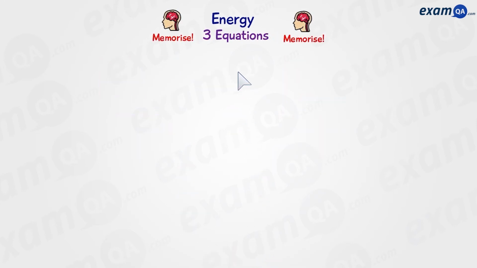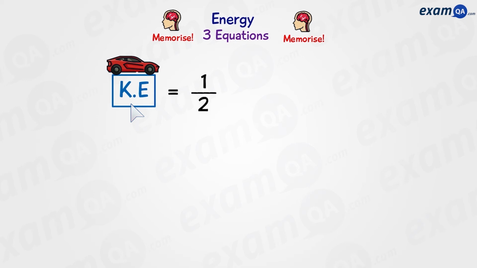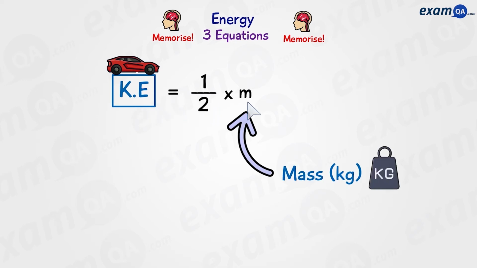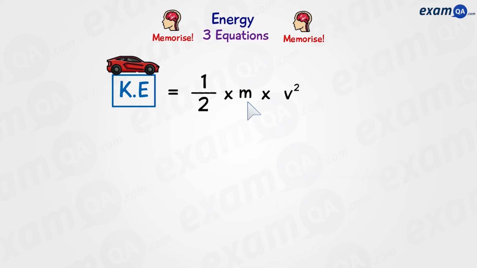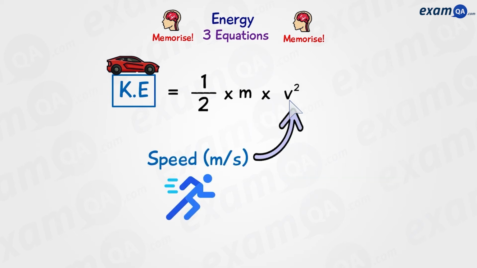Next, let's look at 3 important equations that we need to memorize for energy. The first one is for kinetic energy, the energy of moving things. Half times m, which stands for the mass of the object in kilograms, times v squared. v is the velocity or the speed of the object in meters per second. Don't forget to square it at the end.